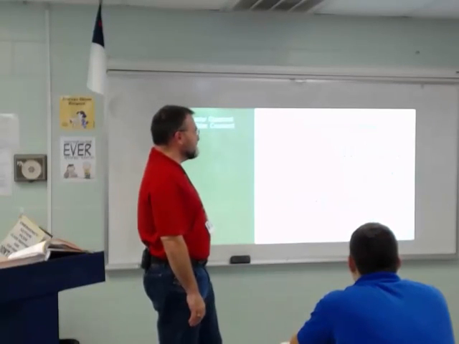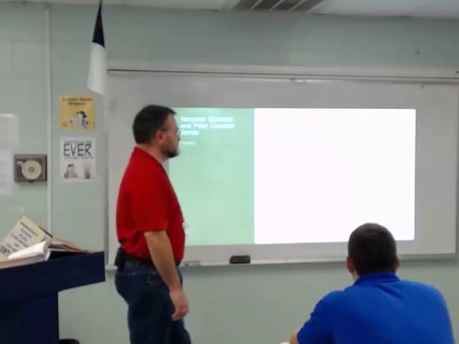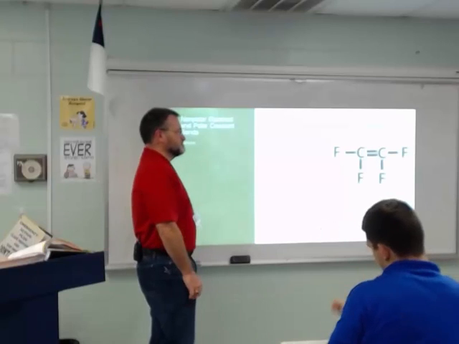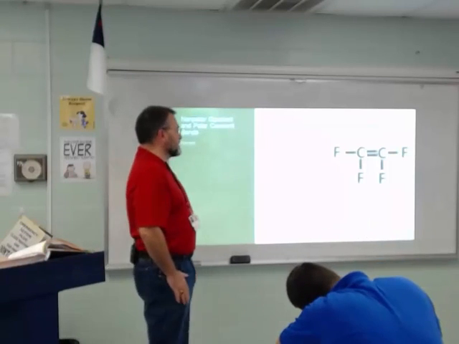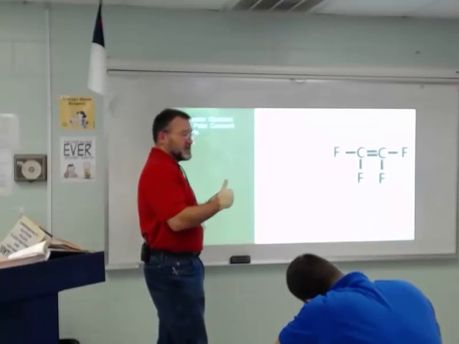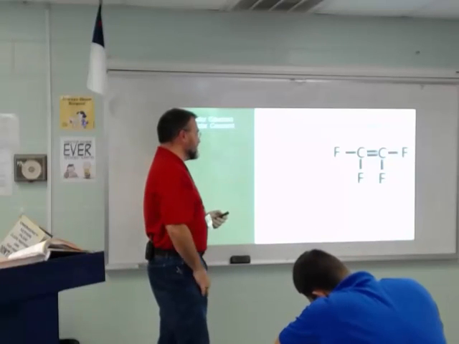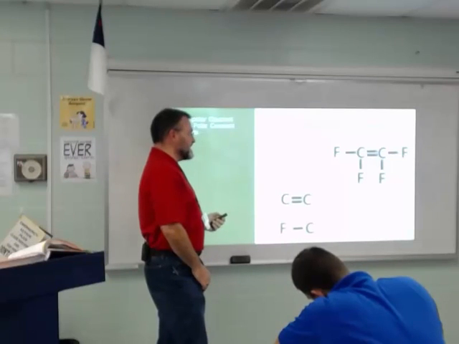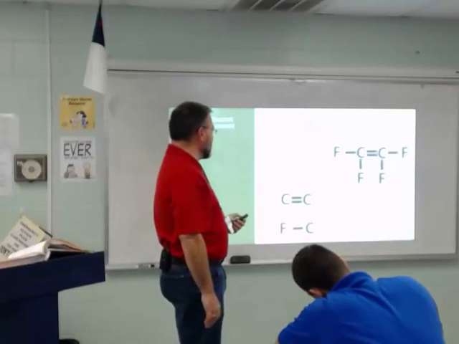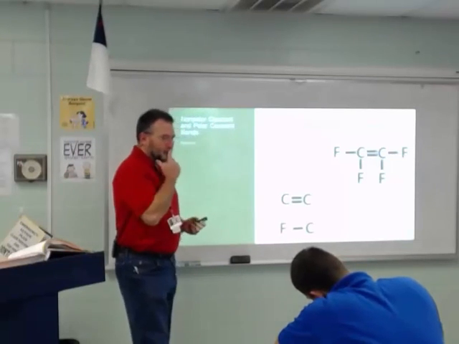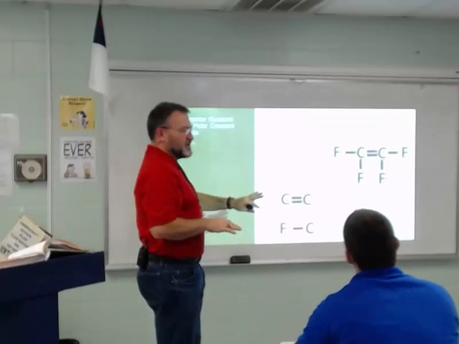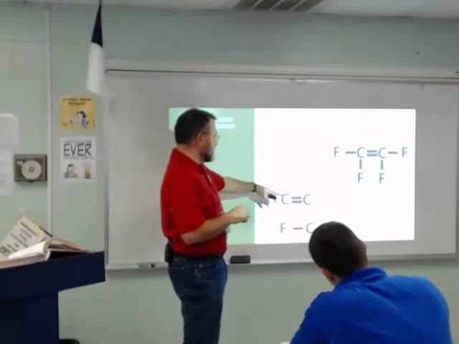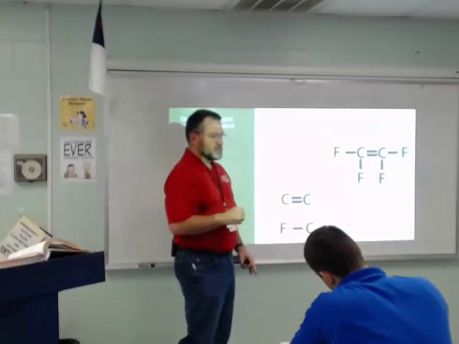A C2F4 molecule. So C2F4, we're going to draw the Lewis structure. Starting with the Lewis structure, then identify the different bonded atoms. So what are the bond sets we have? We have a carbon to carbon, and we have a fluorine to carbon. Are there any other bonded combinations in there? Can you see any other atoms that are bonded to other atoms other than a carbon to carbon and a fluorine to carbon? No.